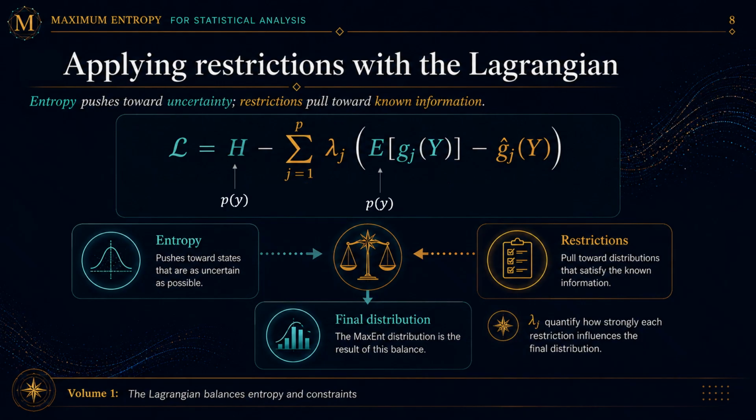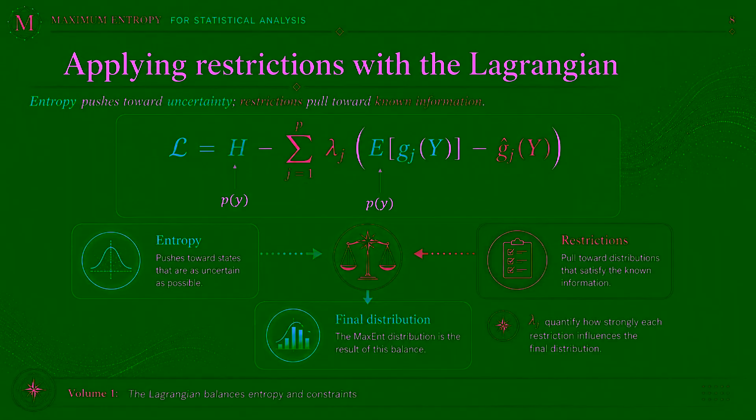So how do these constraints and restrictions and entropy all play together to eventually produce a probability distribution that maximizes entropy? Well, the answer is that they get packaged together in this mathematical object called the Lagrangian, represented with this scripted L. And the Lagrangian is simply the entropy, H, which we saw earlier, minus all of our constraints.